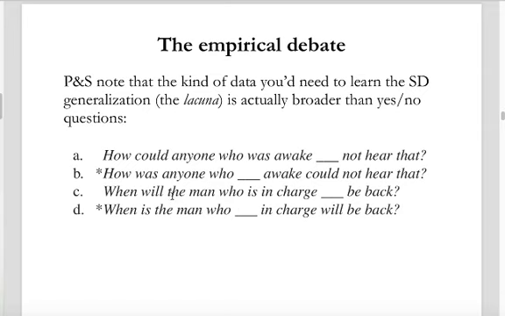subject relative clause. The man who is in charge will be back when. It's will that moves here, and not is. This is ungrammatical: When is the man who in charge will be back?